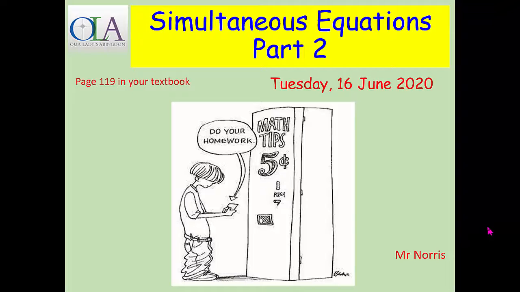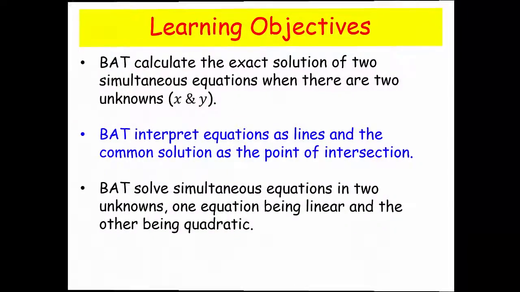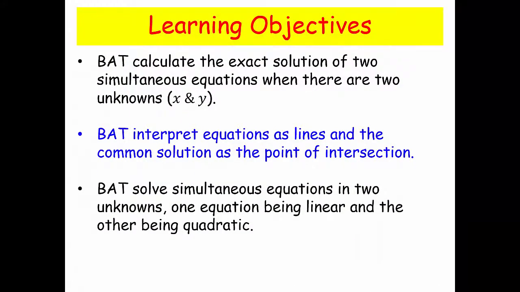Before we begin this part proper, let's remind ourselves of the objectives we've set for this part of our studies. Number 1, be able to calculate the exact solution of two simultaneous equations when there are two unknowns, normally referred to as x and y. Number 2, be able to interpret equations as lines and the common solution as the point of intersection. And 3, be able to solve simultaneous equations in two unknowns, one equation being linear and the other being quadratic.